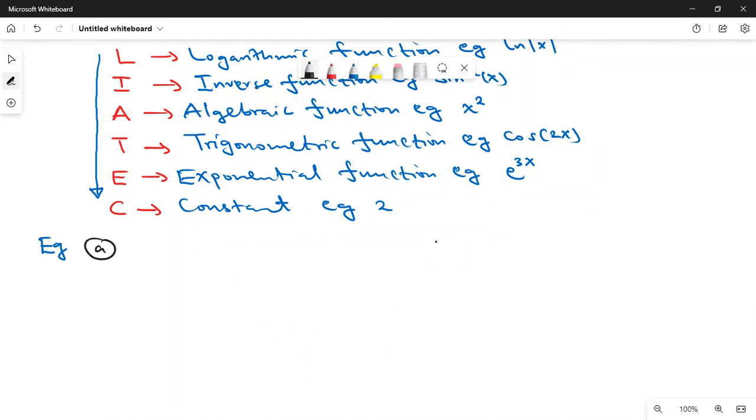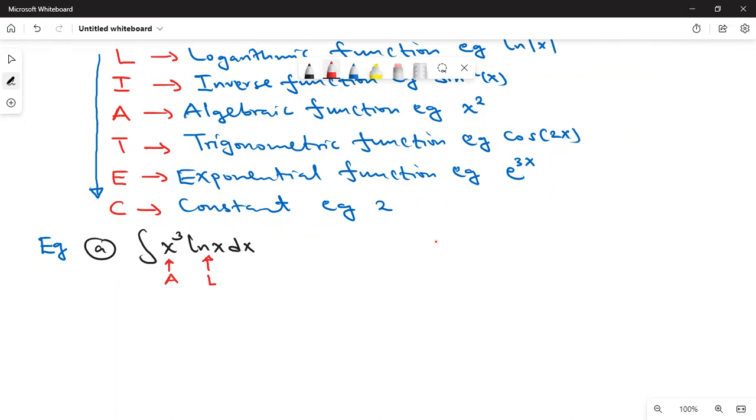In part A, I want just to see which one is going to be u and which one is going to be dv. Let's say we have the integral of x cubed times ln x dx. Now, you need to classify these functions. X cubed is algebraic. It's a polynomial. Ln x is logarithmic.